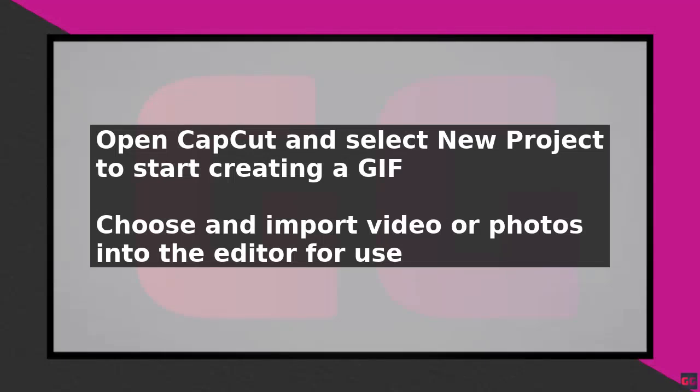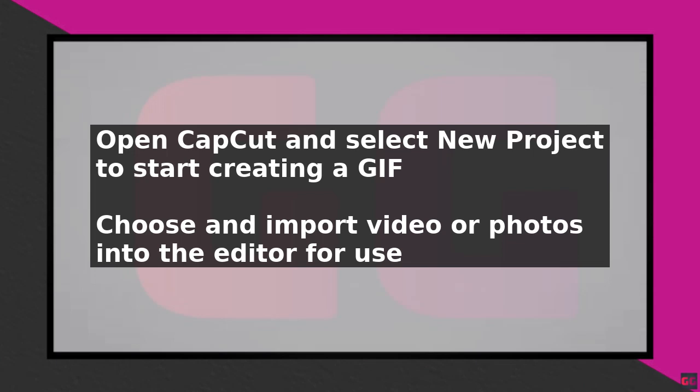To create a GIF in CapCut, start by opening the app and selecting the New Project option. Choose the video or photos you want to use for your GIF and import them into the editor. You can select multiple files at once, and CapCut will automatically create a timeline for you.